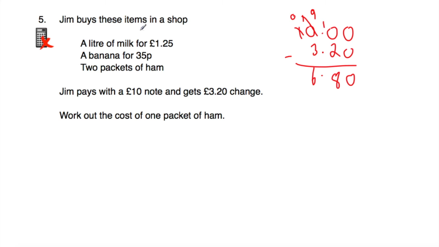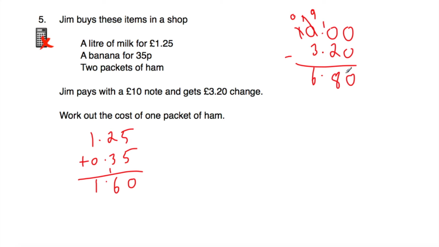So that's the total cost of the items. Now he bought a litre of milk for £1.25 and a banana for 35p. So let's add those two together to work out the cost of the milk and the banana. And then if we take it away from the £6.80, that'll be the cost of the ham. So let's take our £1.25 and add our 35p and see what we get. So 5 plus 5 is equal to 10. So let's put a 0 down and carry a 1. 2 plus 3 is equal to 5, plus 1 is equal to 6, and then 1 plus 0 is equal to 1. So that's £1.60. So the milk and the banana cost £1.60.